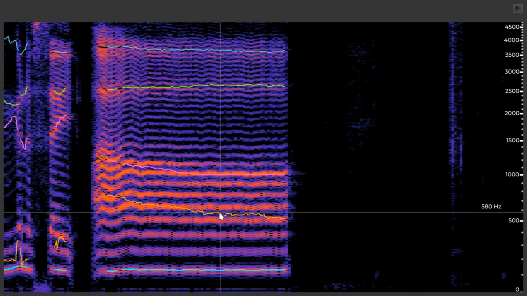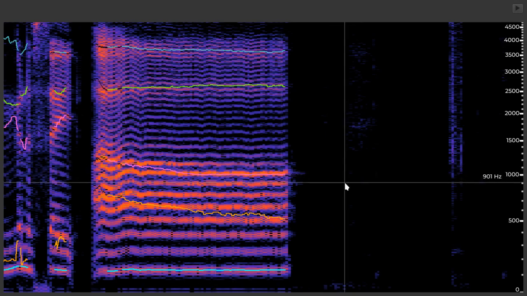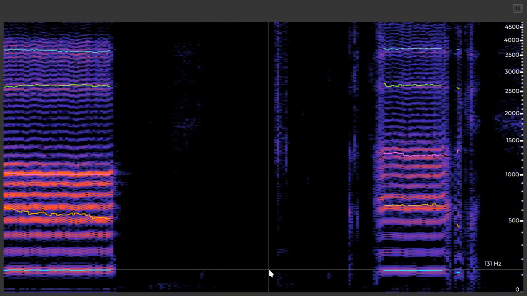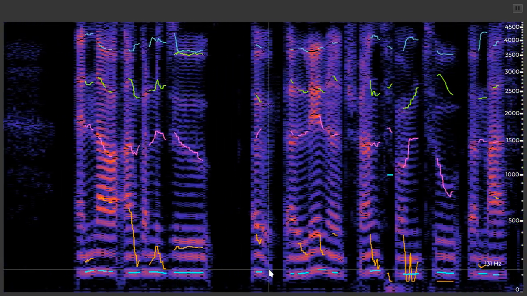You can see how the first formant is relatively low, and the second formant is also relatively low. Okay, what pitch was that? Okay. And now I'm gonna do a linear transform from a masc to a femme voice.